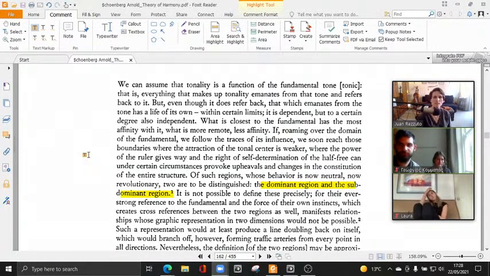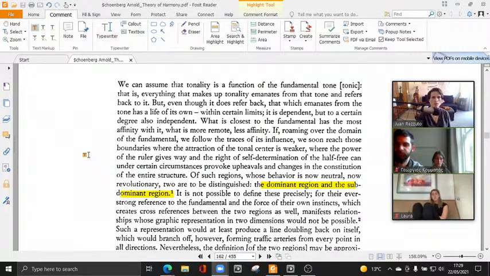But even though it does refer back, that which emanates from the tone has a life of its own within certain limits. So all the chords that emanate from that tonic have a life of their own, but are dependent on the tonal center. That's why it's for certain limits. It is dependent, but to a certain degree also independent. What is closest to the fundamental has the most affinity with it. What is more remote, less affinity.